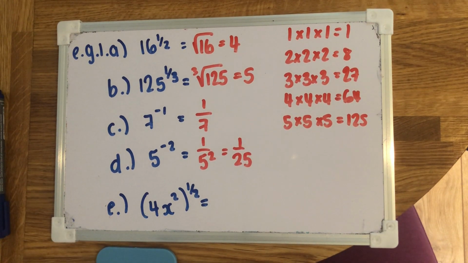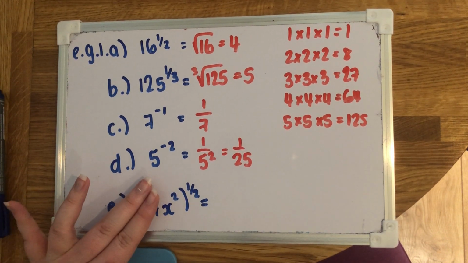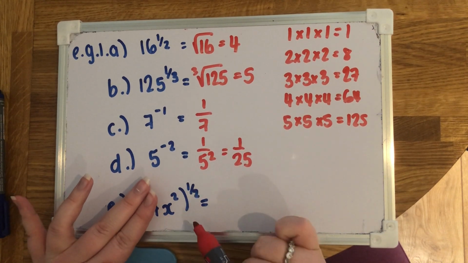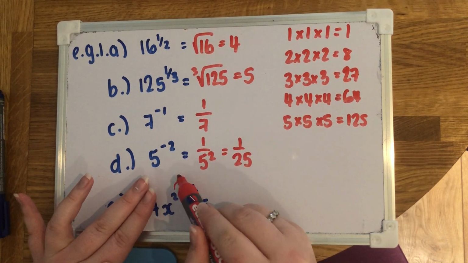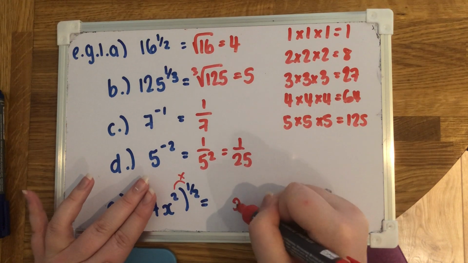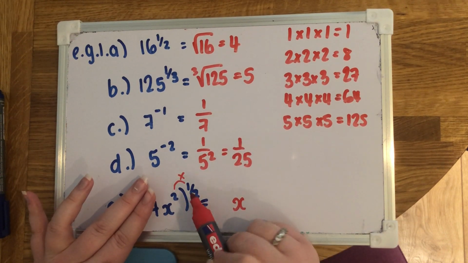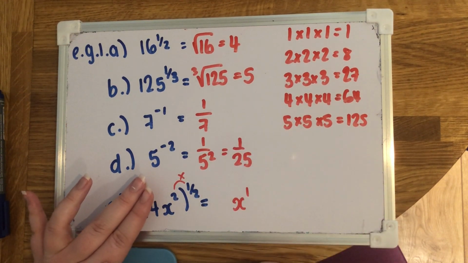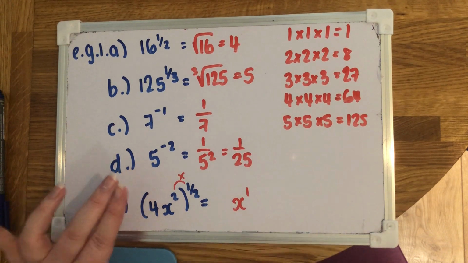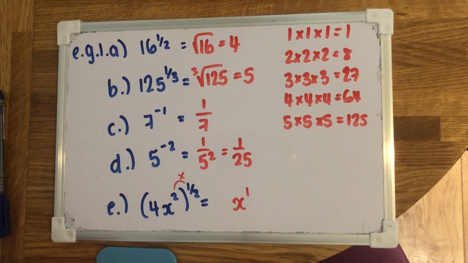Okay, I added the last one in just because I know some people might want to know. So if I ignored the 4, if it was just x squared and then a half, what we do with the powers is we multiply them together. So x squared times a half would just be x to the 1. I could actually just ignore the 1, you didn't need to write it because of the rules that we did last time. The 4 is a bit trickier.